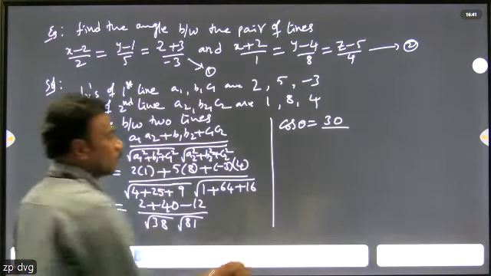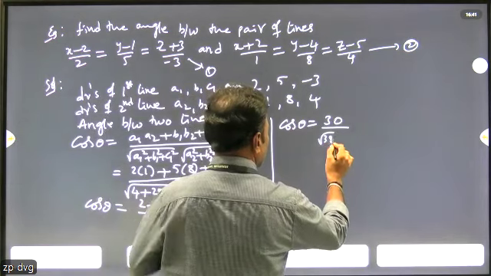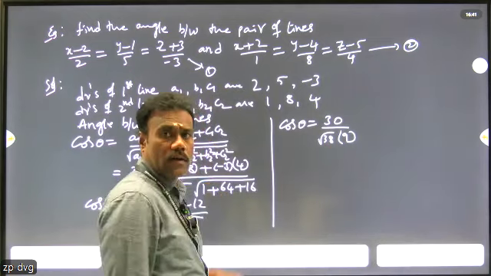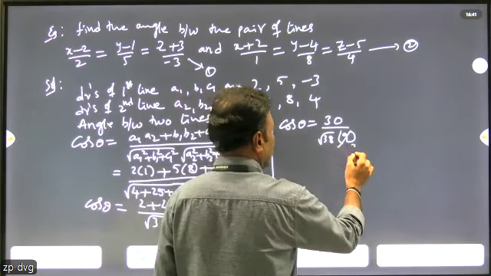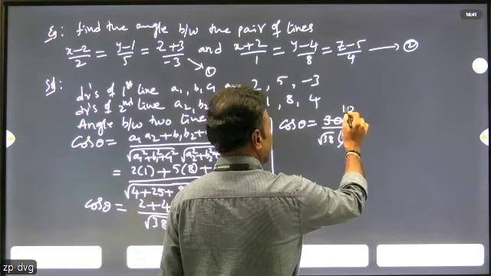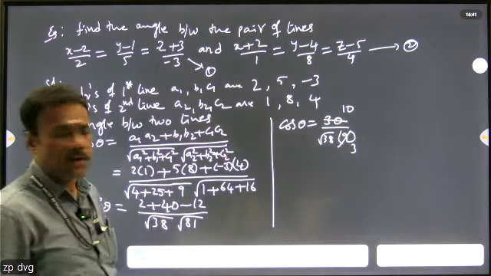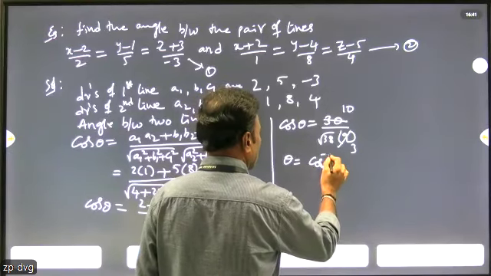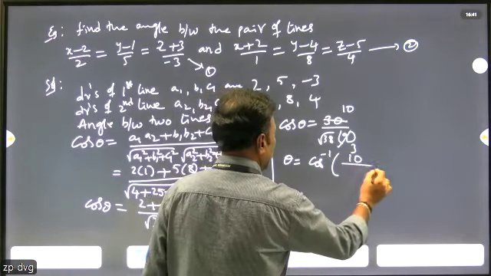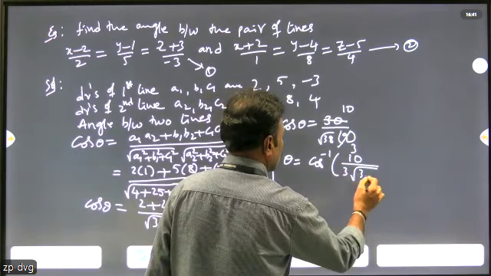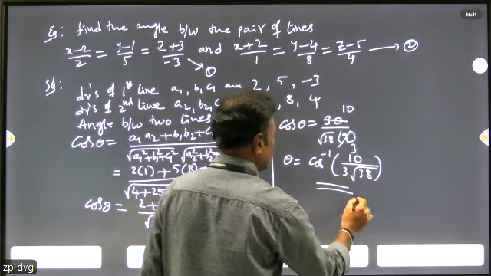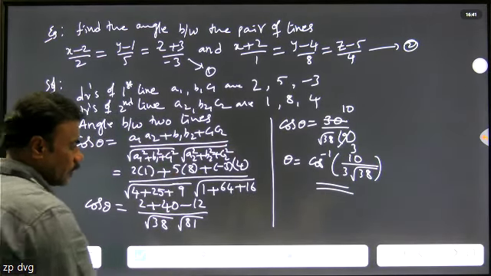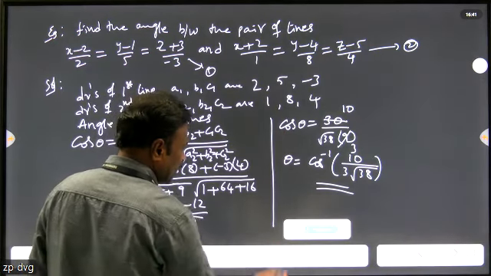Root 38 into root 81, which is 9. So the 3 table will be cancelled, 3 3s, 3 10s. You will get 10 by 3 root 38. So theta is equal to cos inverse of 10 by 3 root 38. Now in the same model we will discuss another question.